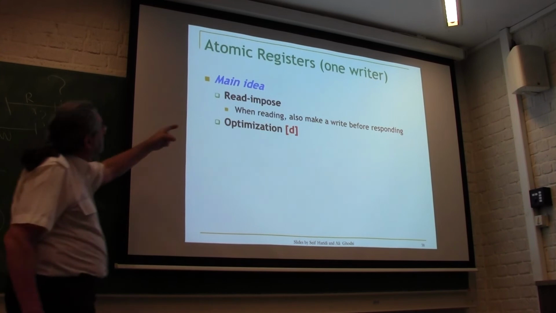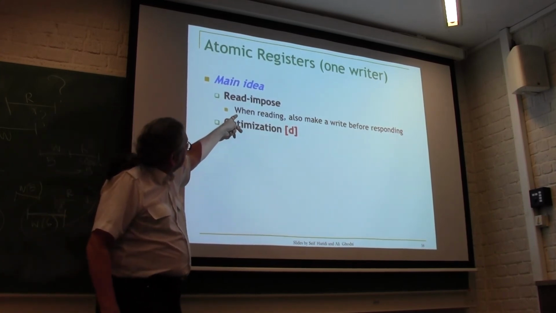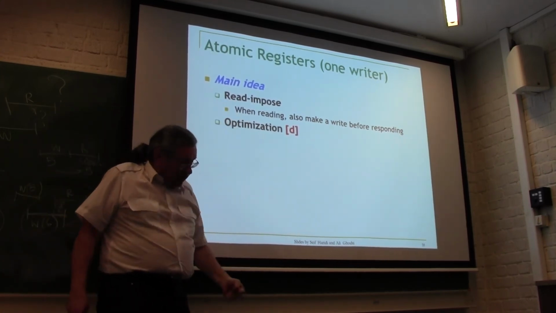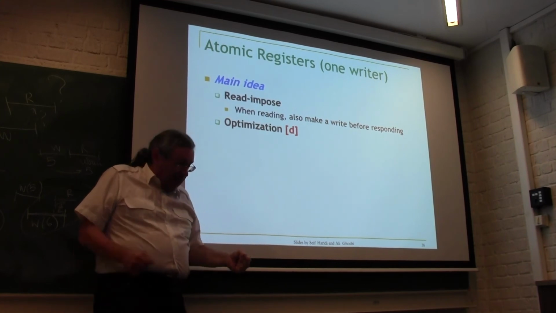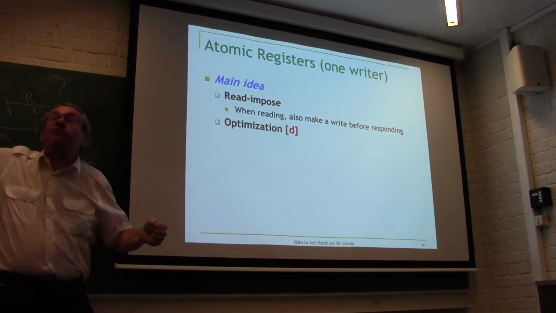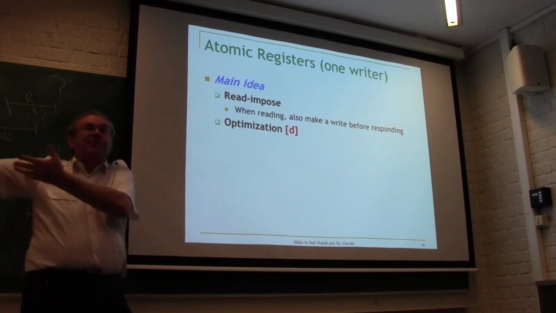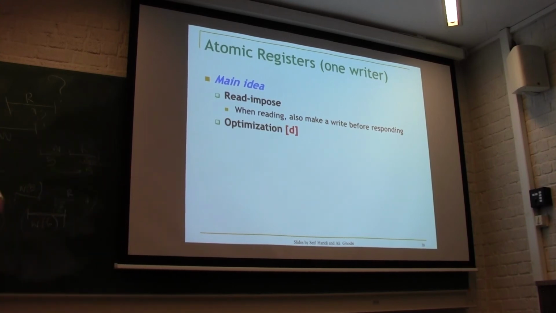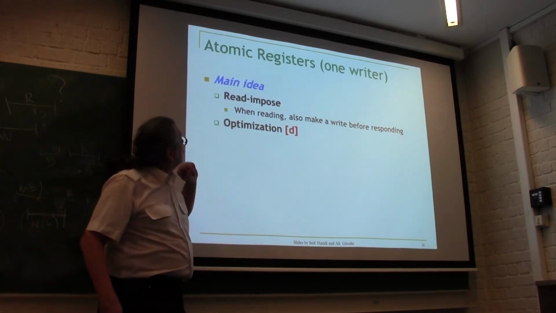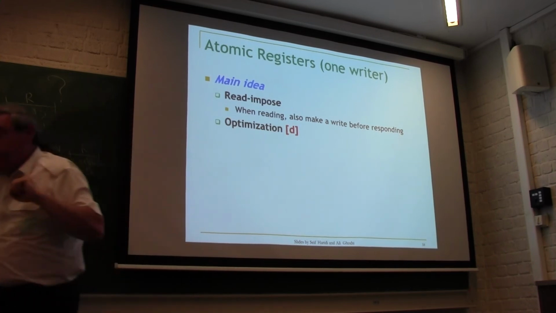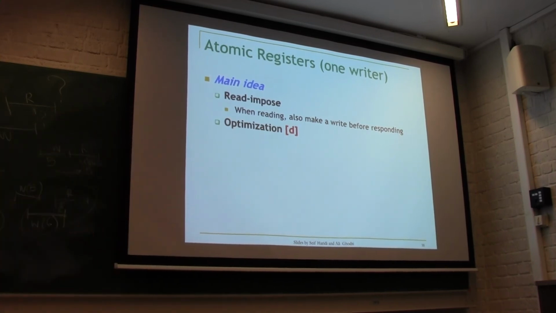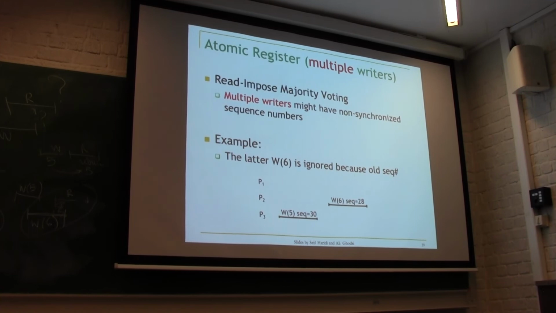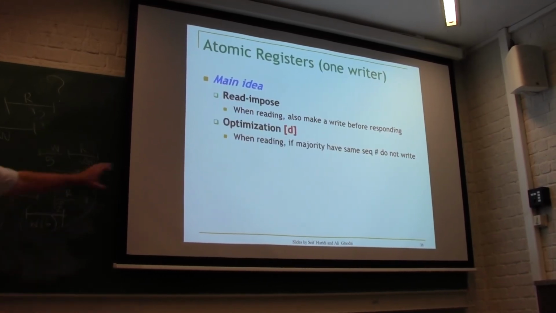So the algorithm does the following. When we read, we make a write before responding. And then any reads that come after that will, of course, because there's been a write, see the thing that was written. And that makes it linearizable. There's an optimization, but let me not talk about that. That is the idea of the algorithm.